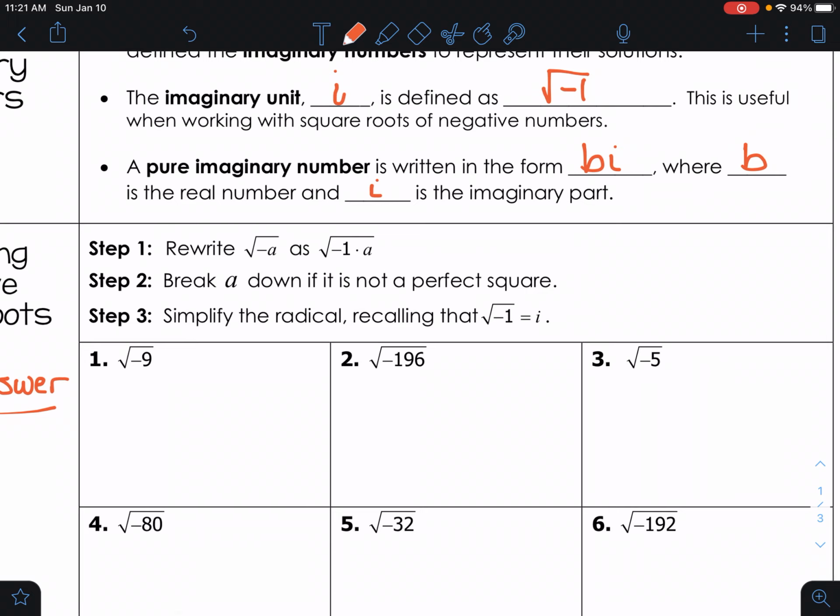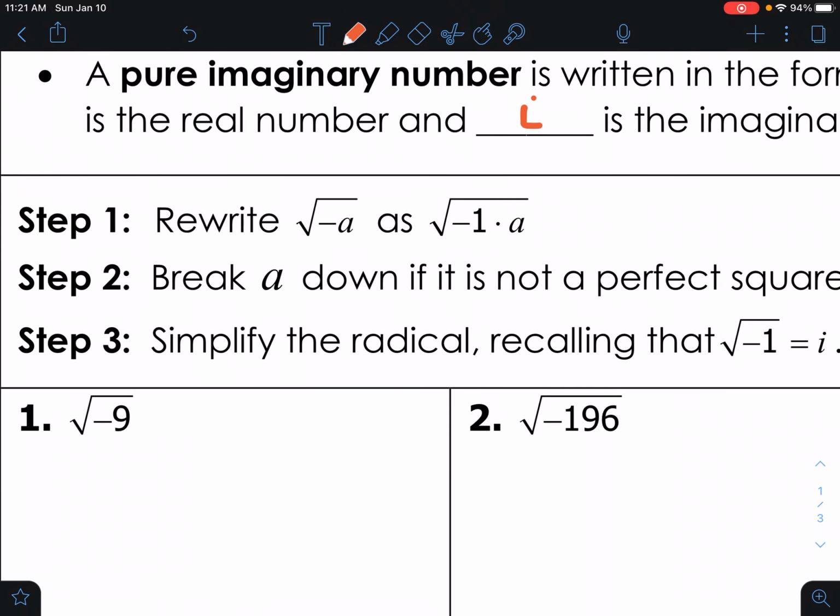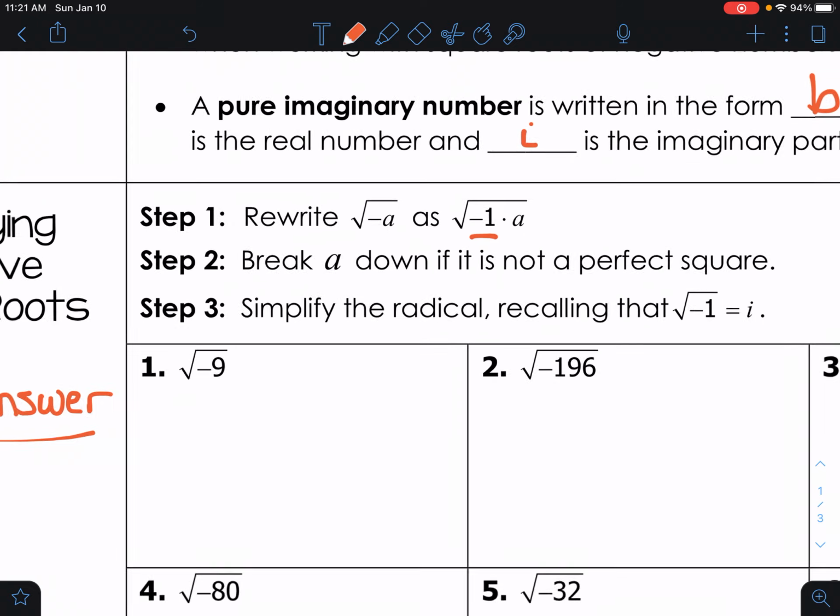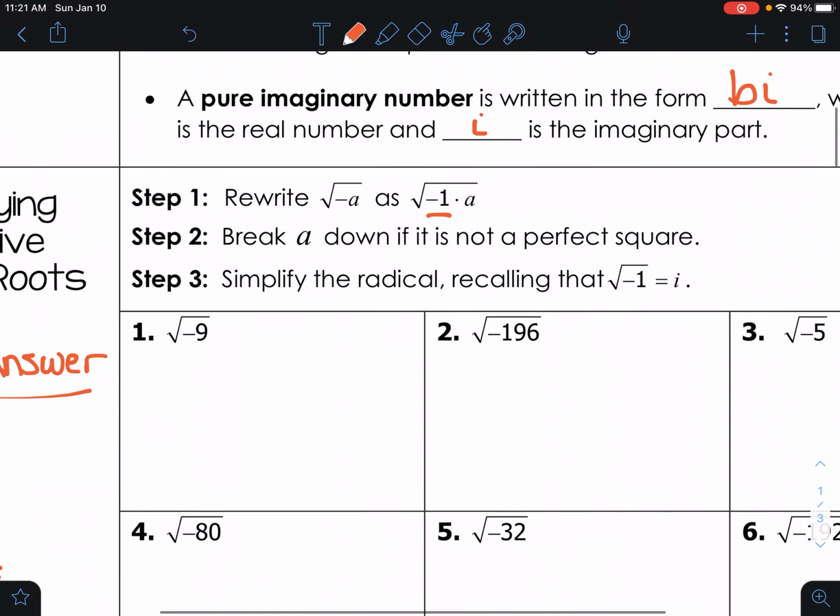Now, what you're going to do is break these apart just like you would any other square root, except now you're going to contend with this i imaginary part. And you want to take out that -1 part first, because that will be an i, and then break apart the other value as you go through this. You'll see what I mean here. Make sure you're always simplifying as much as you can.